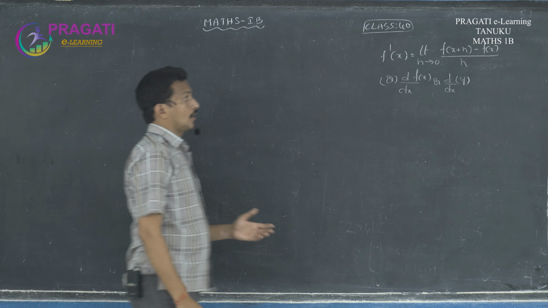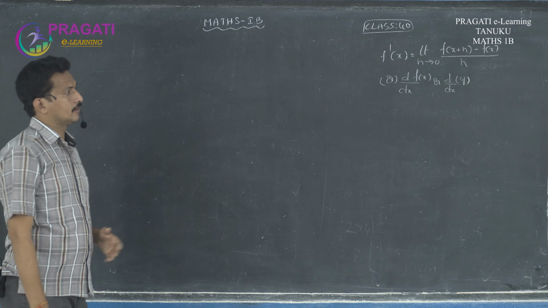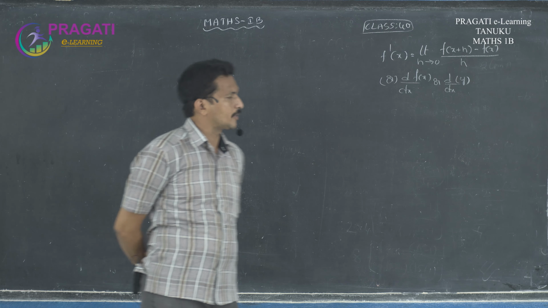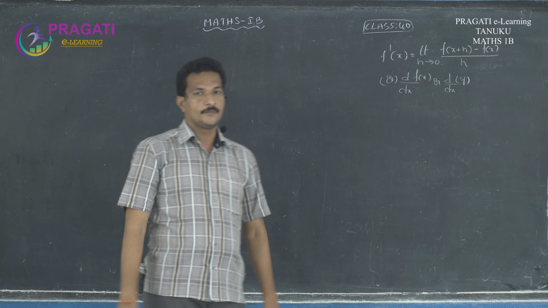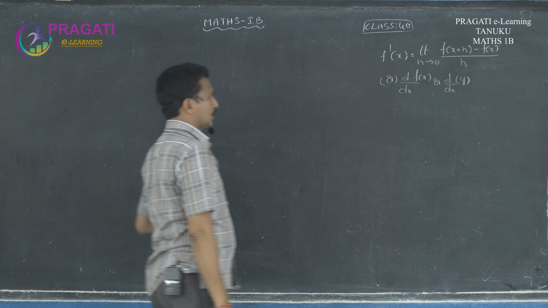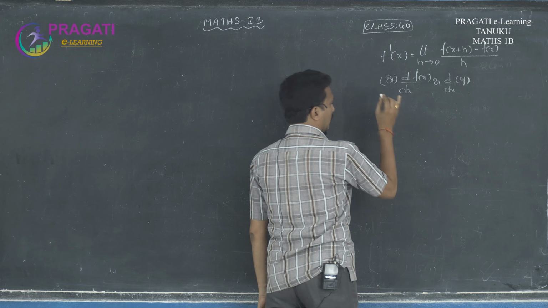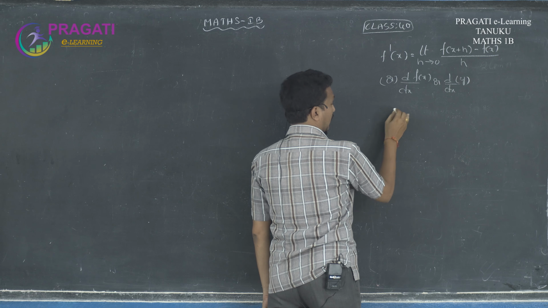And some problems were solved in the previous class, using the formula f dash of x is equal to limit h tends to 0, f of x plus h minus f of x by h. Today, some more problems will be solved. Here, some more formulas are used in trigonometry.